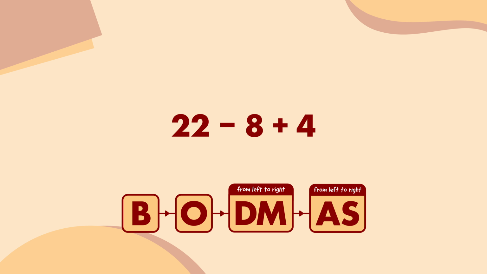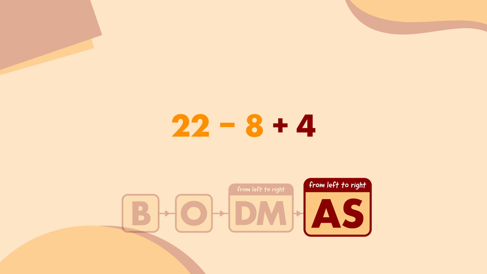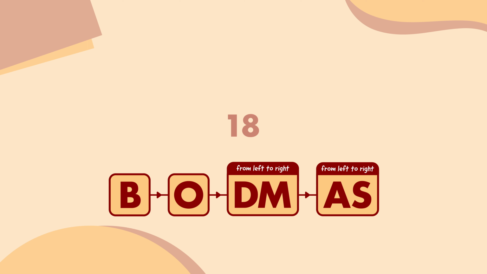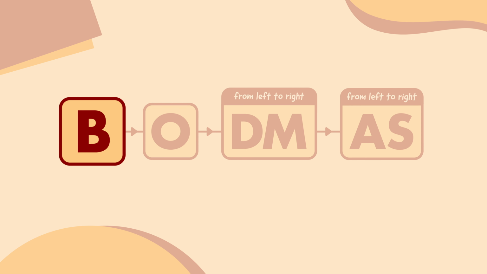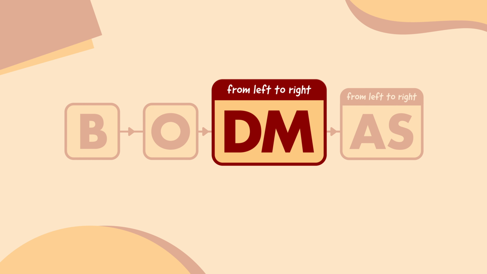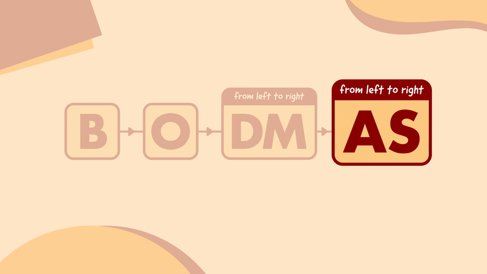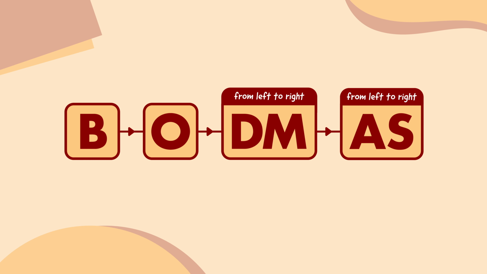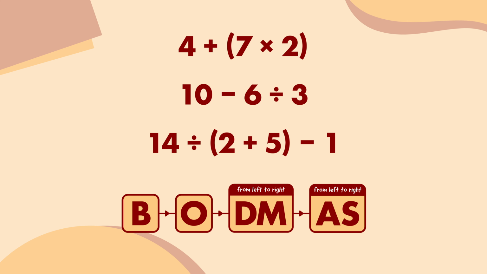Let me start again. This time I'll start on the left and do 22 minus 8 to get 14, and then 14 plus 4 to get 18. That's the one. Okay, I get it. So we do B, brackets, then O, orders, then DM, division and multiplication from left to right, and finish with AS, addition and subtraction from left to right. You've got it! So far, we've seen how the order of operations can be used to solve fairly simple equations like these.